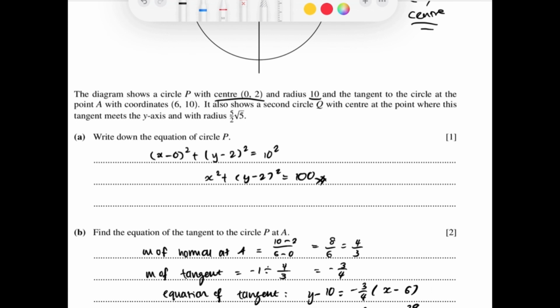So that's what I did. Substitute x equals 0, y equals 2, and then my radius as 10, and I just simplified it out.